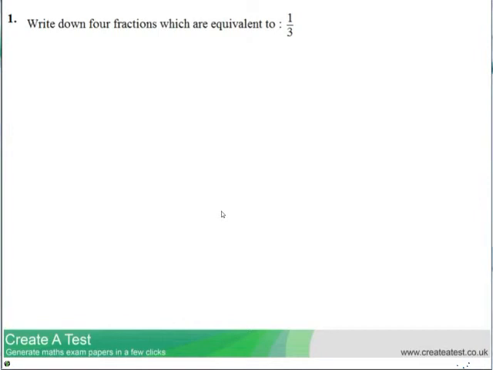Hi, this is Mr. Wild here at creatortest.co.uk, and today we are looking at equivalent fractions. So, as you can see, we've started with a third, and we're looking for equivalent fractions to a third.